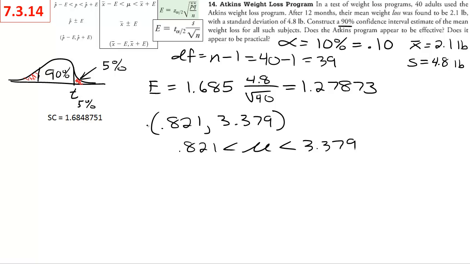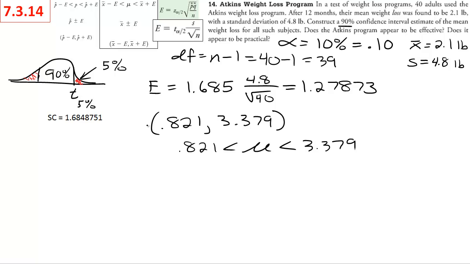So it is effective, but is it practical? You've got to ask yourself, if you went on a diet for 12 months and you lost somewhere between 0.8 and 3.3 pounds, would you be happy? And the answer is probably no, right?